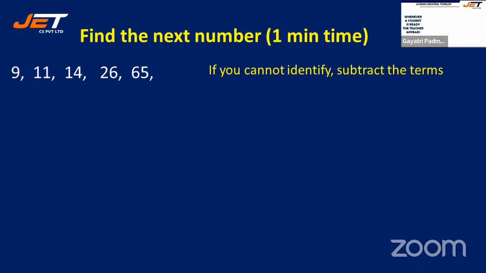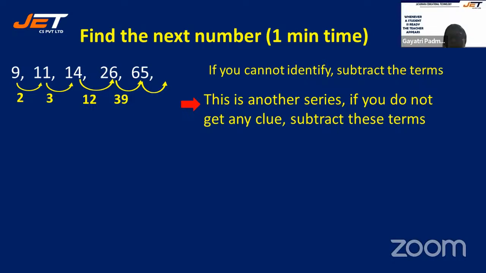Now, if we cannot identify what is the rule, let's subtract the terms. So 11 minus 9 is 2. 14 minus 11 is 3. 26 minus 14 is 12. 65 minus 26 is 39. Now, again, let us find the relation. This is another series. If you do not get any clue, subtract these terms.